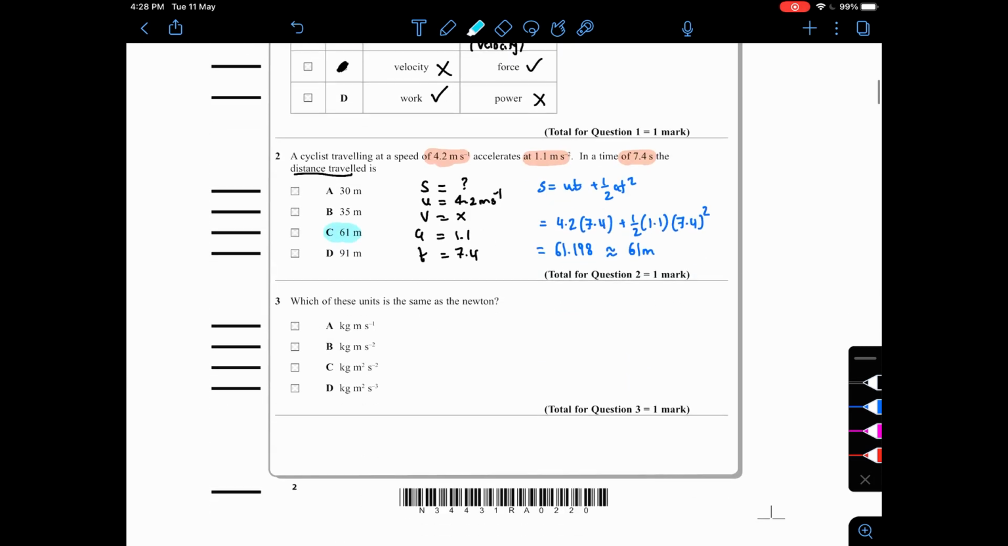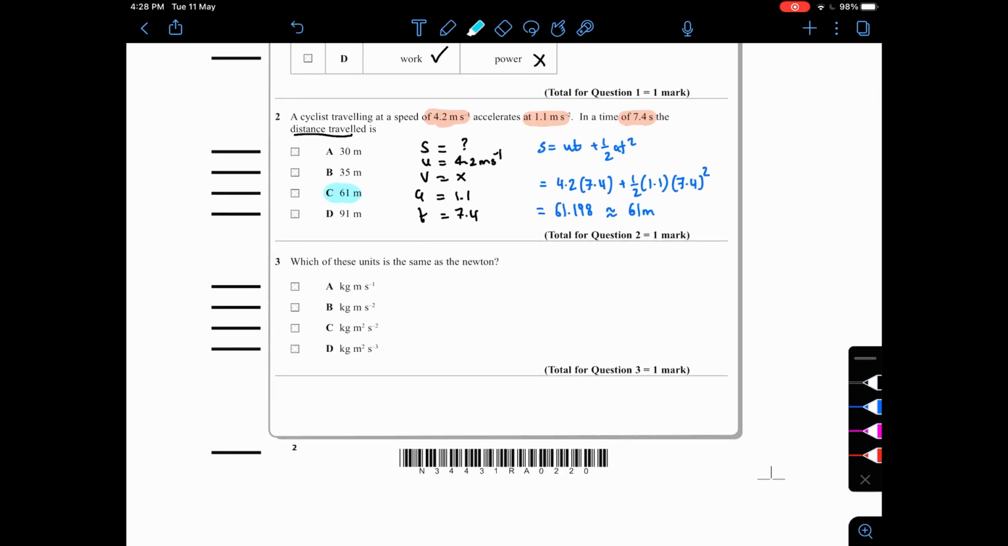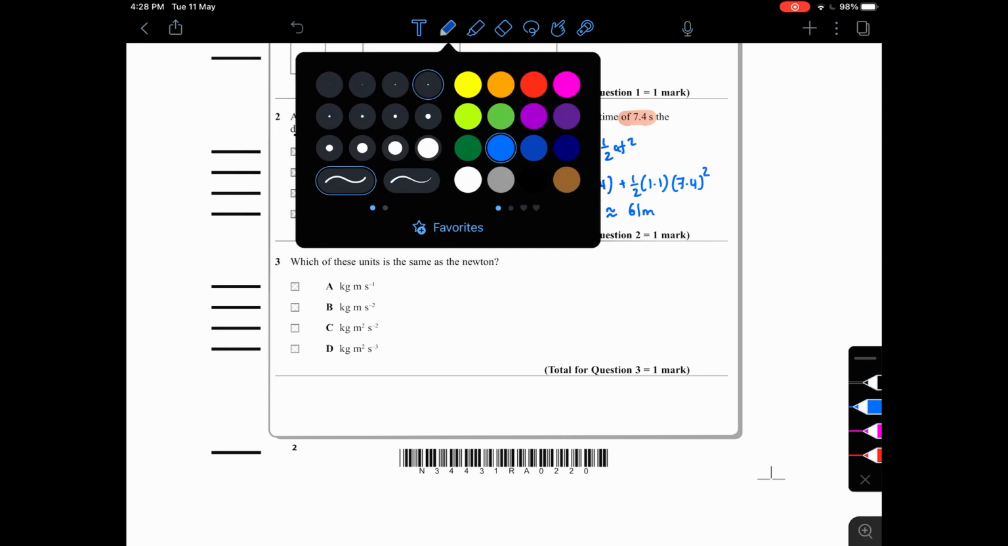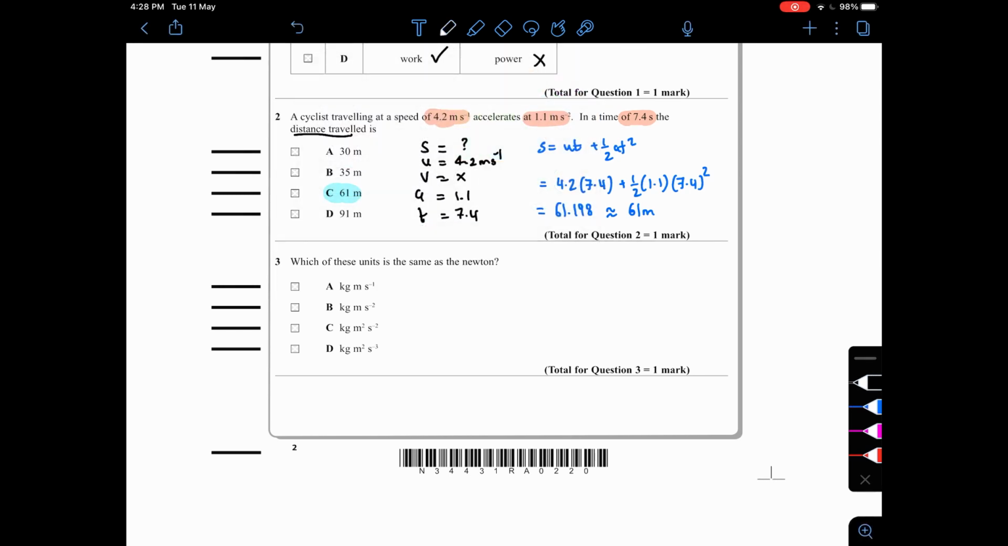All right, so the next question. Which of these units is the same as Newton? Now, when we talk about Newton, we're talking about force, aren't we? So forces are usually measured in Newton. Now, an easy formula for force is what? M times A, mass times acceleration. Now, what are the units that we have? We have kilogram times meters per second squared.